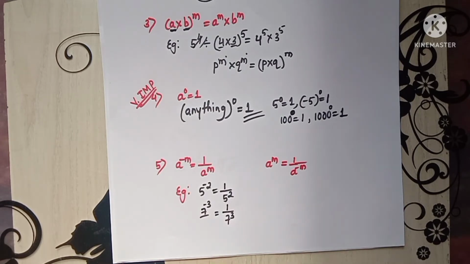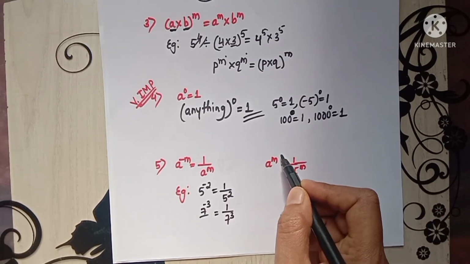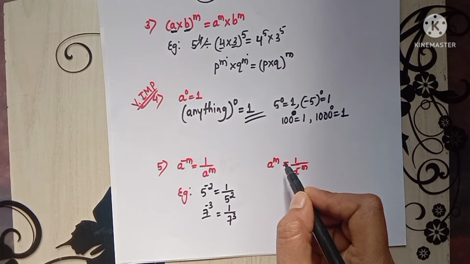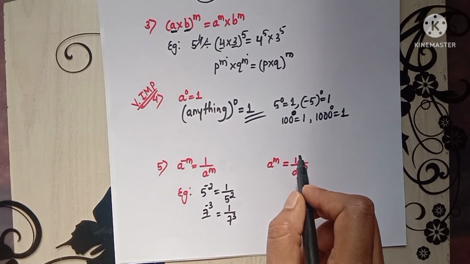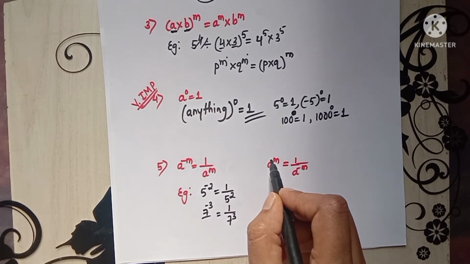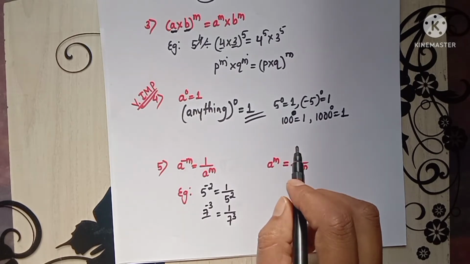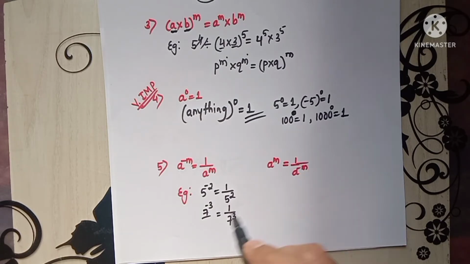Okay. We can reverse this also. Here we have a to the power m. If you want to convert it to a negative sign, what do we have to do? Here also we can take the reciprocal. After taking the reciprocal, this plus will become minus. That is, a to the power m is equal to 1 divided by a to the power minus m.